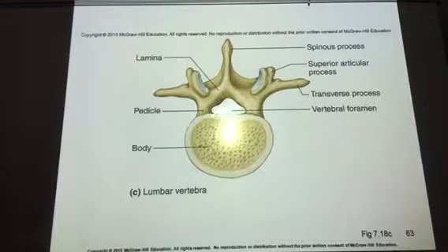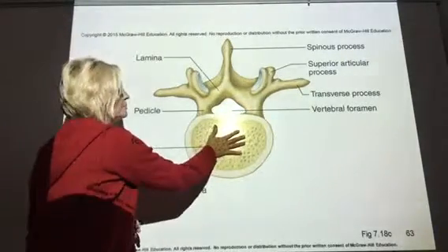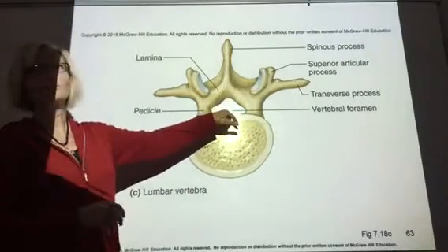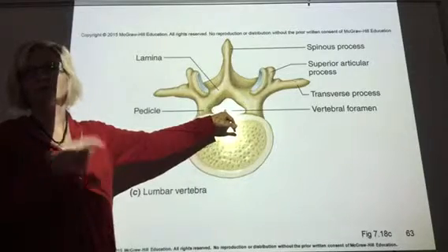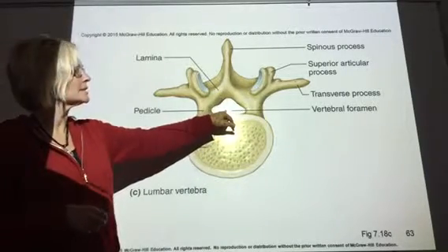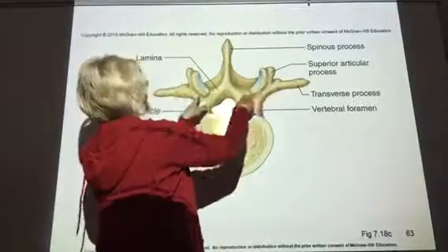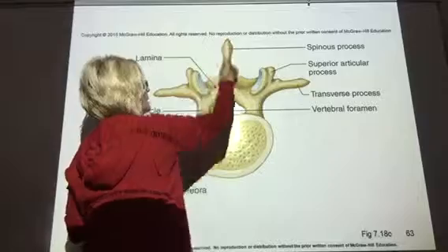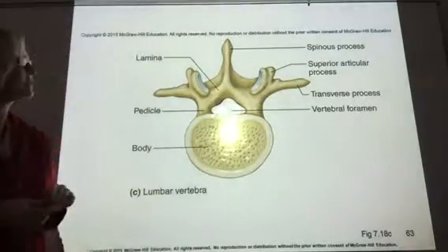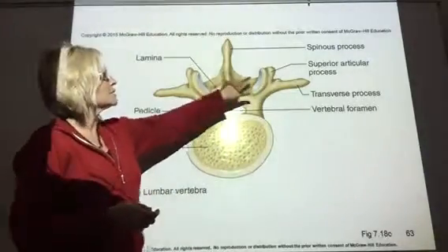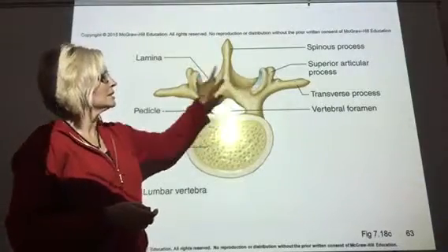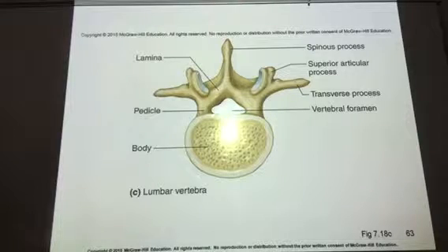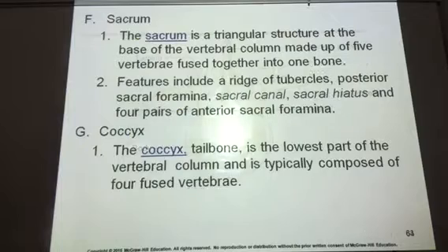So when I get to my lumbar vertebrae, my body is going to be big because it supports a lot of weight. The vertebral foramen actually starts to taper off because your spinal cord is going to taper off as it gets to the bottom. Transverse along to the side again, lamina, the support in the middle, and then your spinous process off to the back again. These articular processes are where there's a notch for the other vertebrae that they attach to.